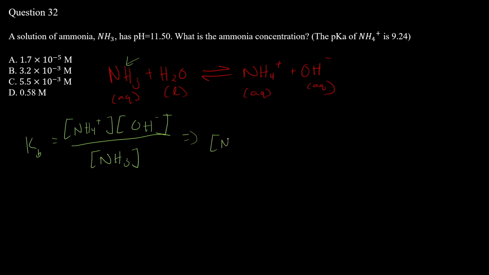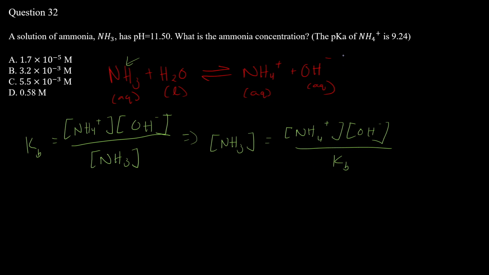Well, we can rearrange our expression here, and that's going to give us the ammonia concentration equals NH4+ times the hydroxide ion over Kb. All right, so what we now need to find are the concentrations of the ammonium and the hydroxide, and we also need to find the Kb for this equation. Let's first deal with the Kb.